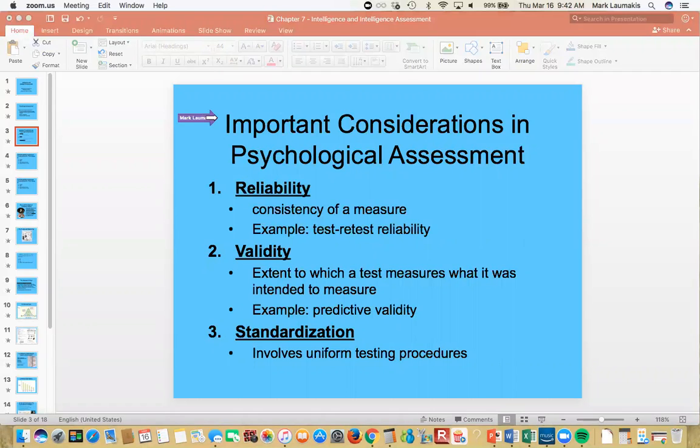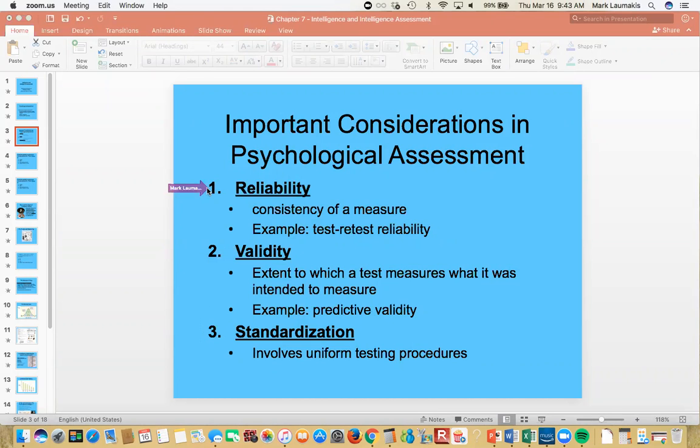All right. So let's talk about important considerations in psychological assessment more generally, and obviously with respect to intelligence assessment more specifically. What's the story here? Well, we want whatever tools we're going to use to measure intelligence, for example, to have good reliability, to have good validity, and to follow the rules of standardization. With these 3 things in place, we can be pretty sure we've got a pretty good tool in our toolbox for measuring whatever it is that we're measuring. In this case today, we're talking about measuring intelligence.